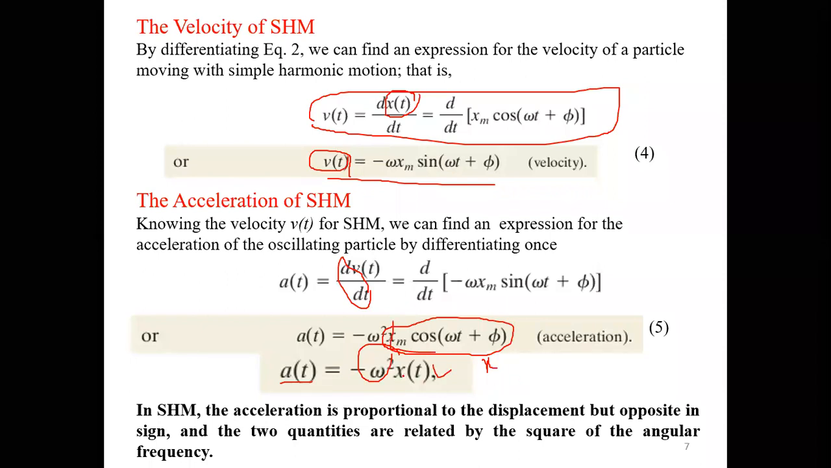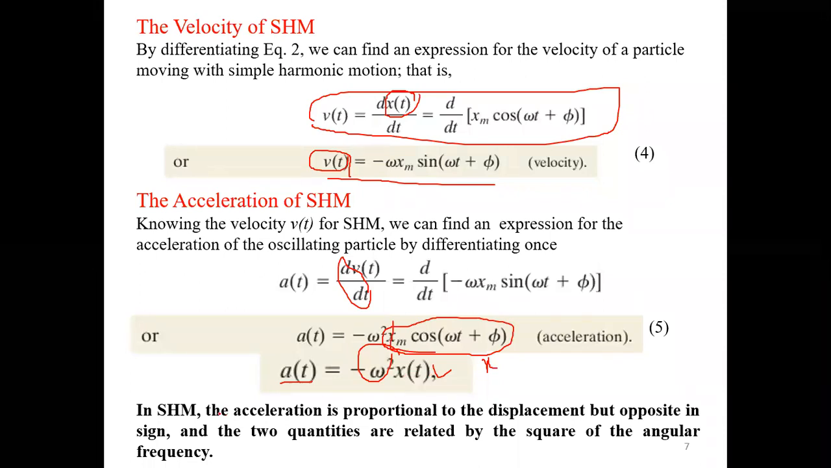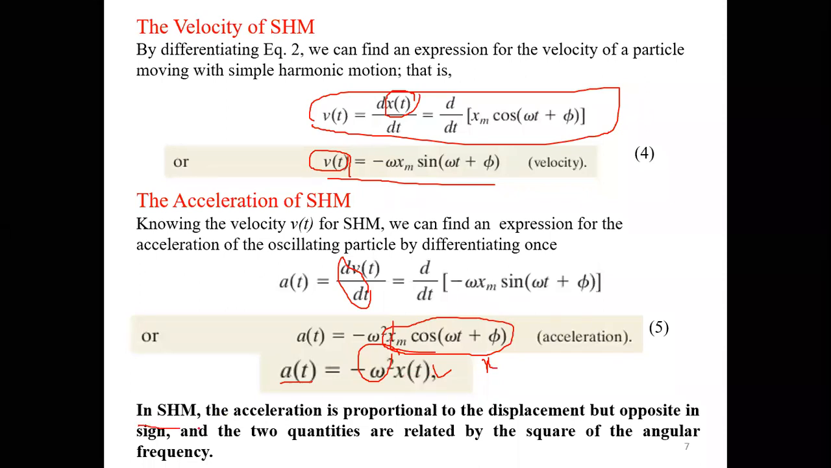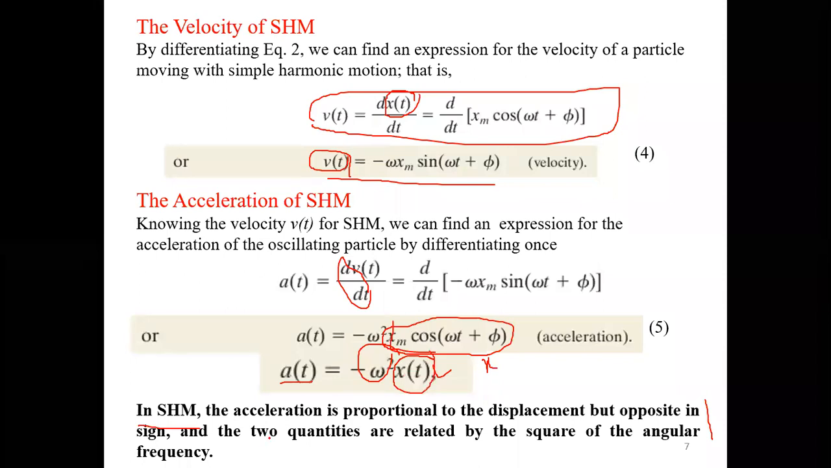So that means the motion repeats itself again. In simple harmonic motion, one of the important properties is that the acceleration is proportional to the displacement, but opposite in sign. And the two quantities are related by the square of the angular frequency.